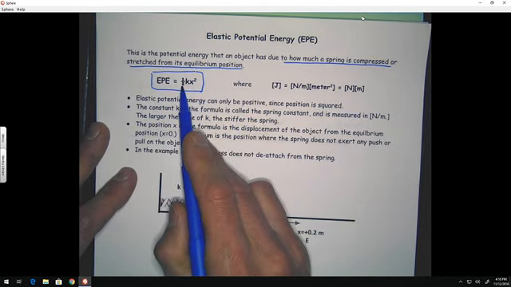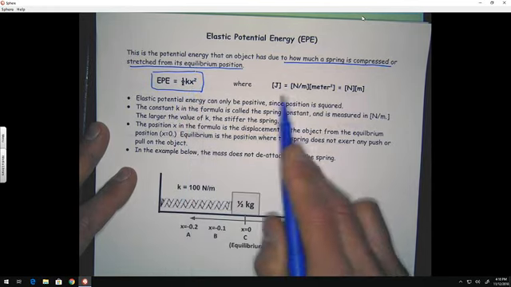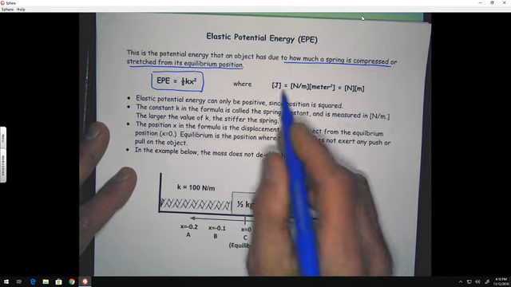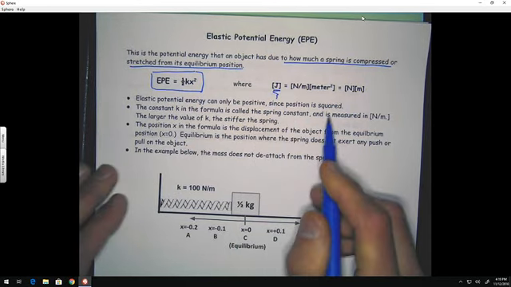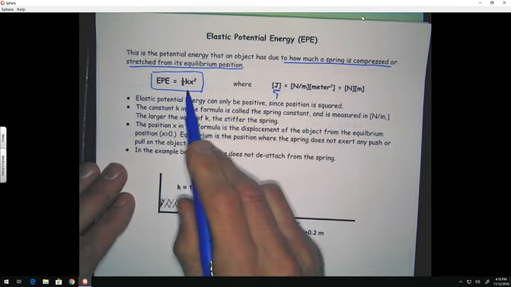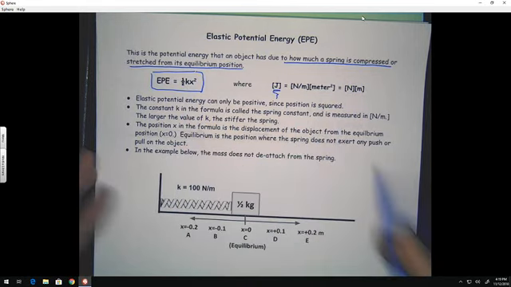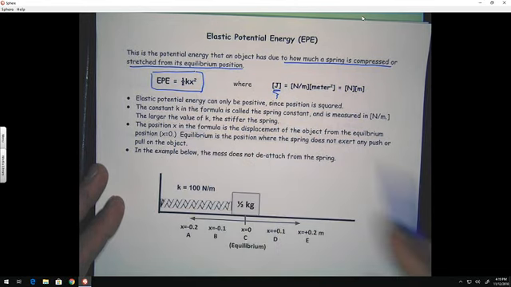Don't worry about the 1/2 and the squared. I'm not going to explain where those come from, but those are part of the formula, so we'll have to use them when we apply this formula. Just like other forms of energy, the units for EPE are also going to be joules. And we can get into the details of that later, but if you multiply the units of k times x squared, you'll end up getting joules. So we're going to use our standard units here when we calculate this.